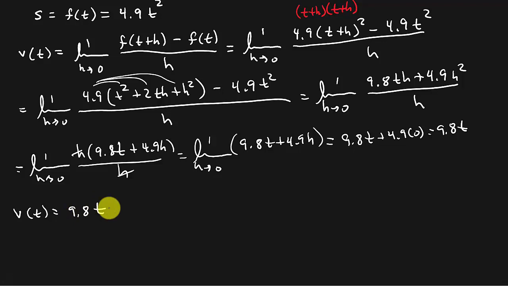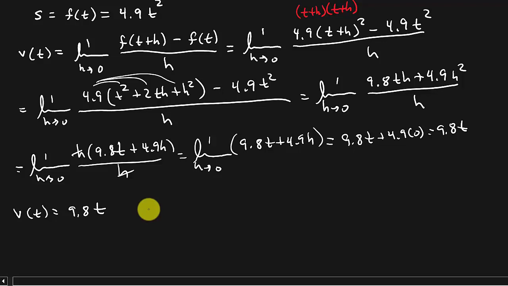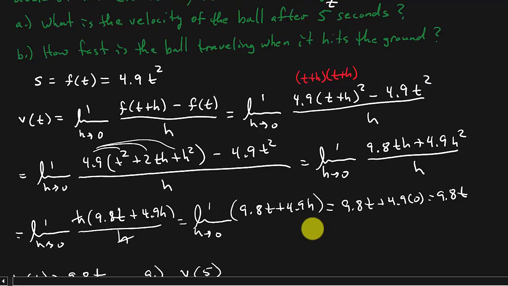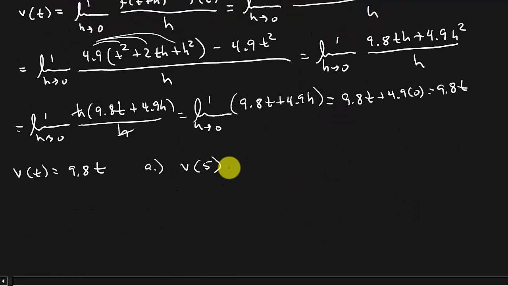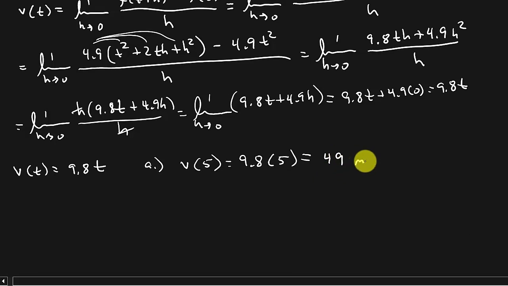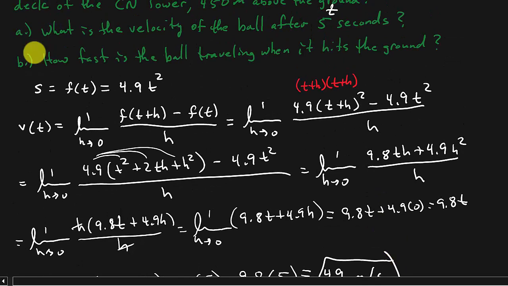Okay, so what do they want to know? They want to know what is the velocity after t seconds. What is the velocity after t seconds? So for part A, that's going to be v of 5. Now after 5 seconds, so v of 5 is equal to 9.8 times 5, which is going to give me 49 meters per second. And that's my velocity after 5 seconds. So that answers part A.